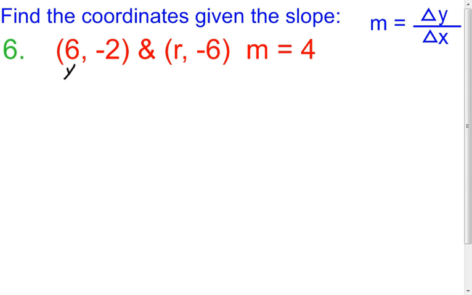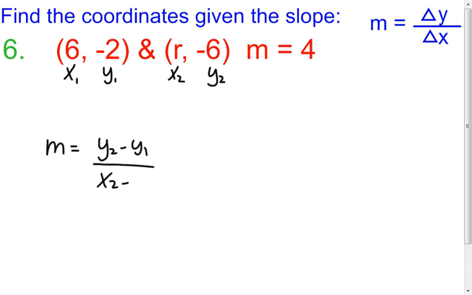Again, this is my x1, my y1, my x2, my y2. Okay, I've got a slope of 4, and again, I will use this formula. M equals y2 minus y1 over x2 minus x1. When I plug in what I know, I have 4 equals my y2 is negative 6 minus my y1 is negative 2. My x2 is r minus my x1 is 6.